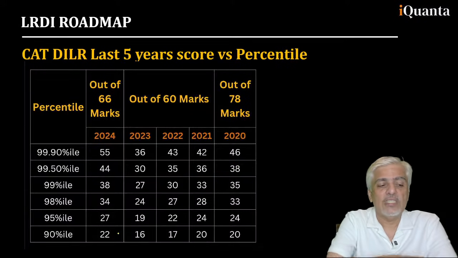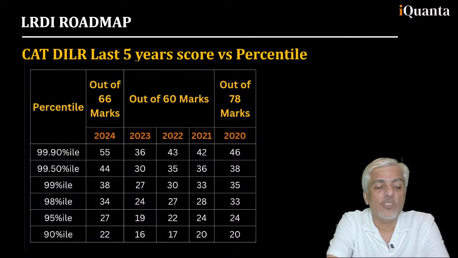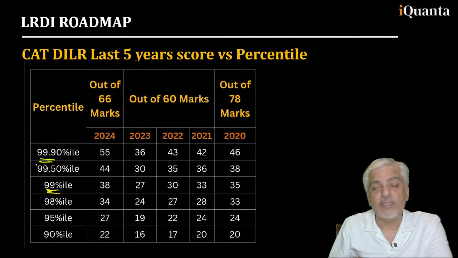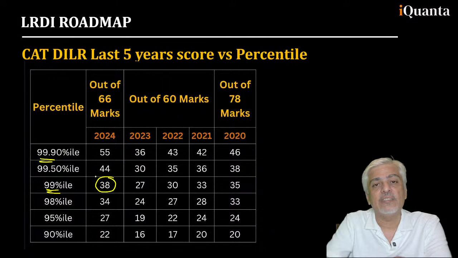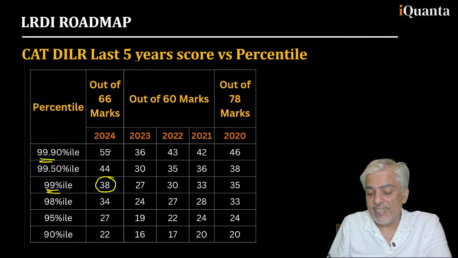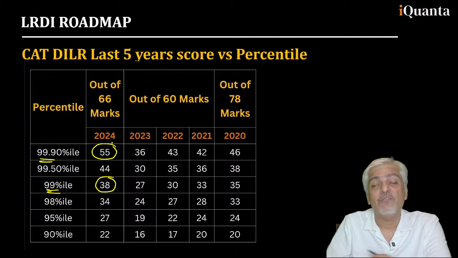So what we've also done is we've given you the kind of scores which people have got in the last few years. Remember, look at the difference between 99 and 99.9. At 99, somebody gets 38 marks. 38 marks is roughly around 13 questions, which is around 2.5 sets, which I was talking about. And at 99.9, it suddenly becomes 55.